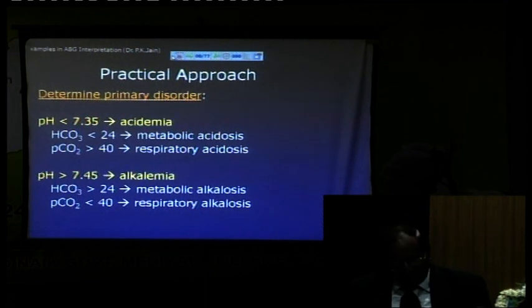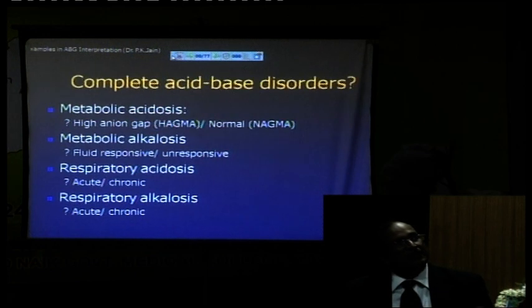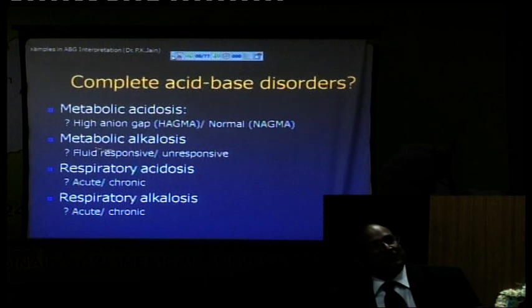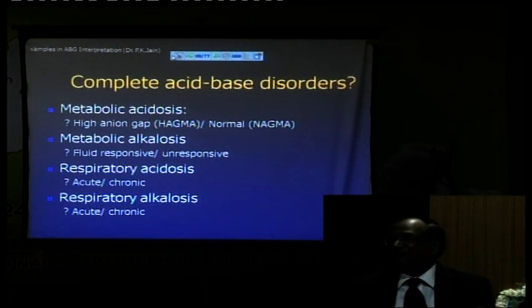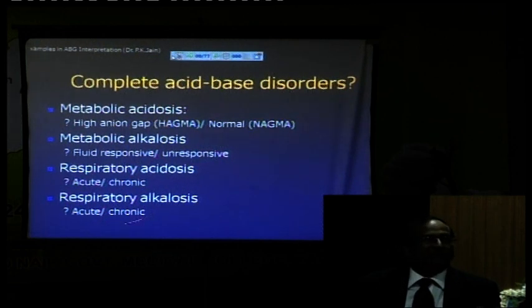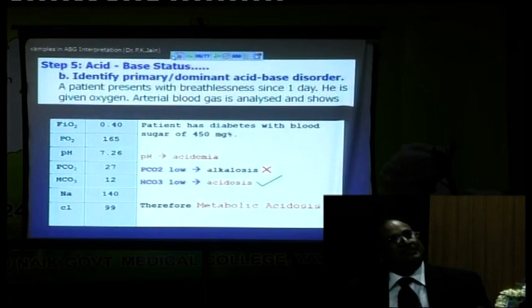Once you have picked up the primary disorder, you look at the complete diagnosis, for which you will have to work up. What do I mean by that? Never say metabolic acidosis. Always say high anion gap or normal anion gap. Never say metabolic alkalosis. Always say fluid responsive metabolic alkalosis, fluid unresponsive metabolic alkalosis. Respiratory acidosis or alkalosis, always say acute or chronic. Very important.